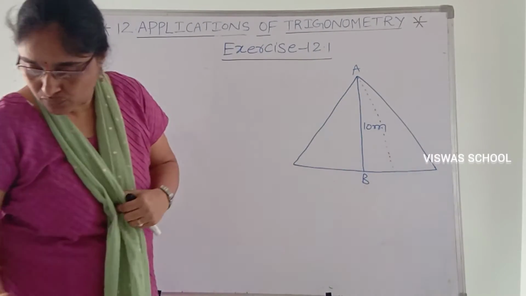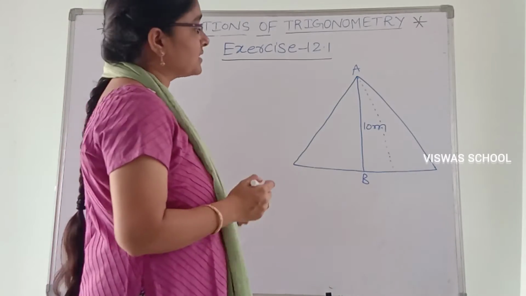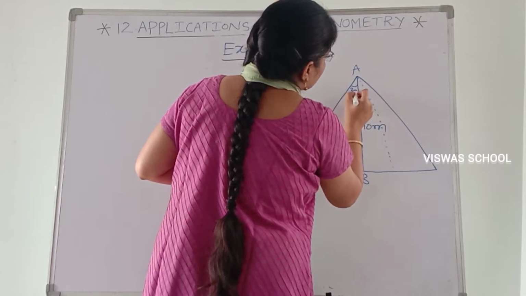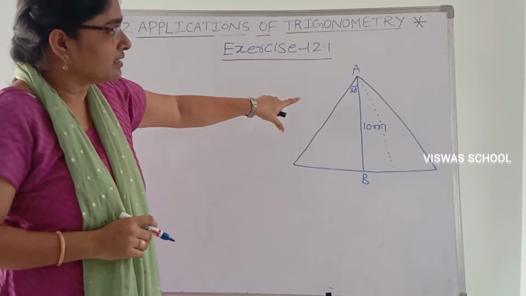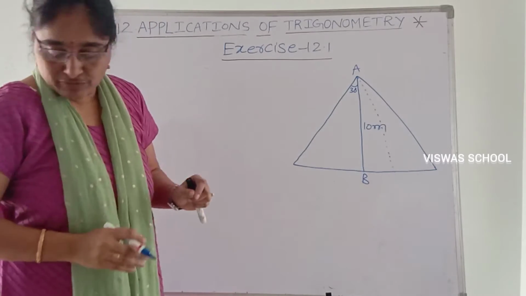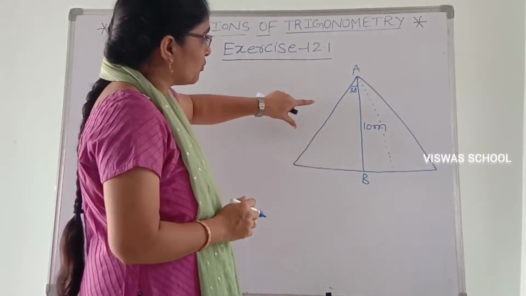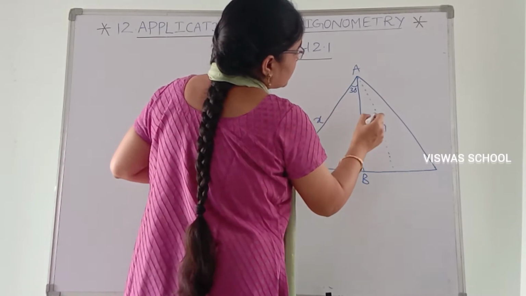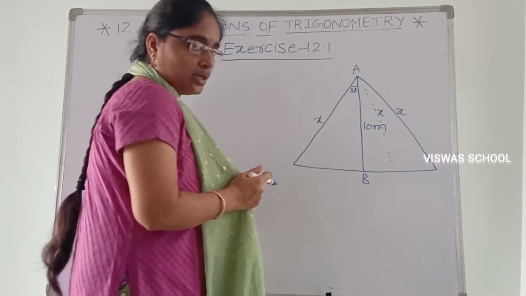Here it is given that each rope has to make an angle of 30 degrees. This is 30, 30, 30. Each rope makes an angle of 30 degrees. And we want to find what should be the length of the rope. We don't know the length of these ropes. This is x meters, and I am taking this is also x and this is also x.